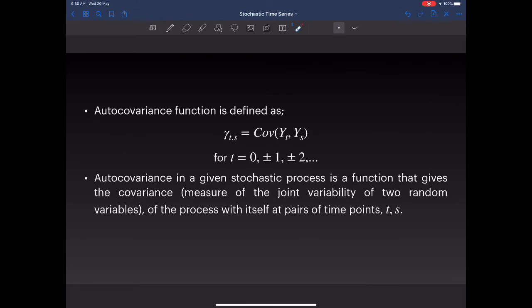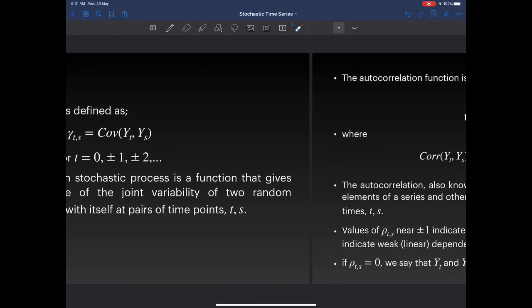This is particularly the most important concept in stochastic time series, the autocovariance function, where the autocovariance function is defined by the covariance between point t and point s. The autocovariance function of a given stochastic process is the function that gives the covariance, or measure of the joint probability, of two random variables of the process with itself at a pair of times t and s.